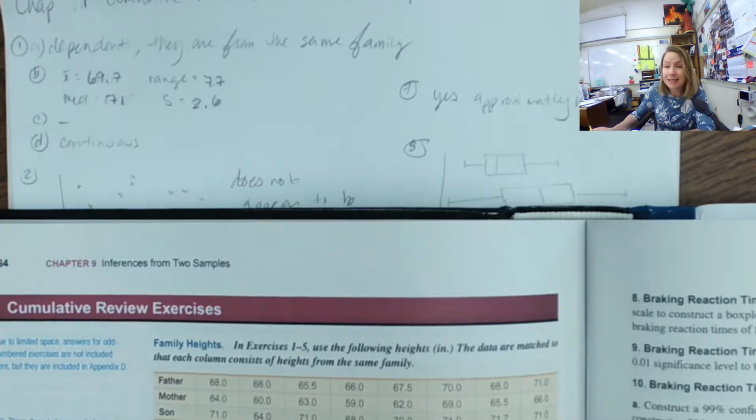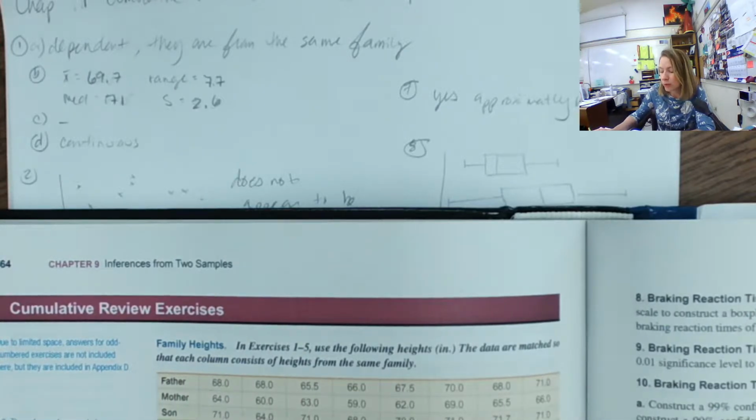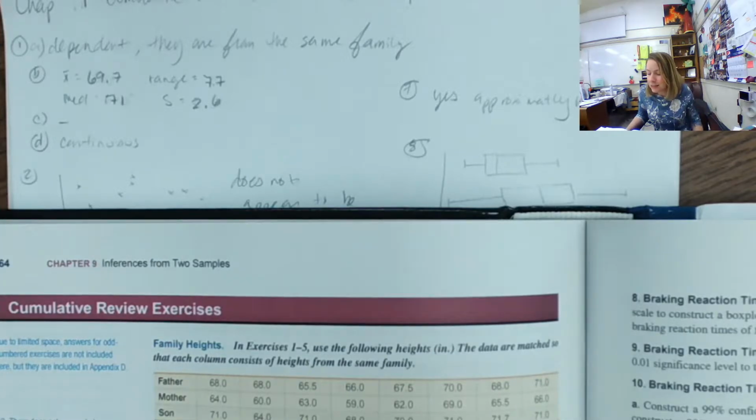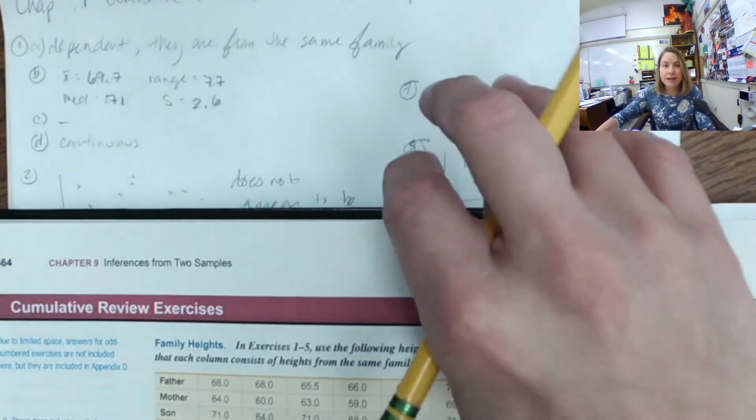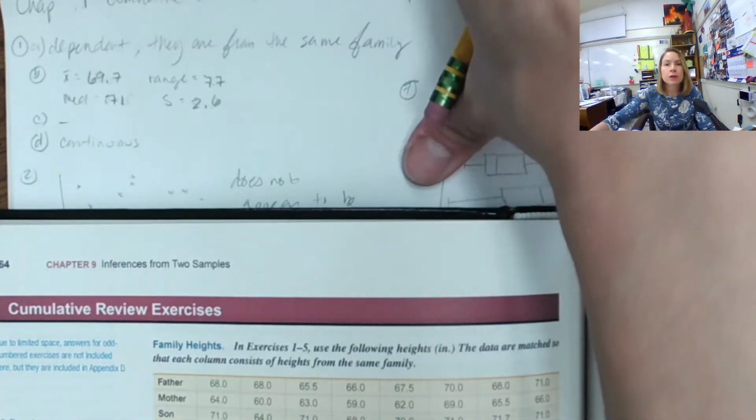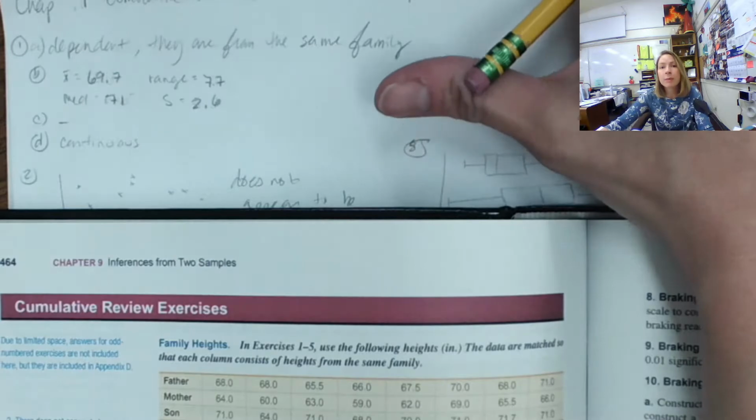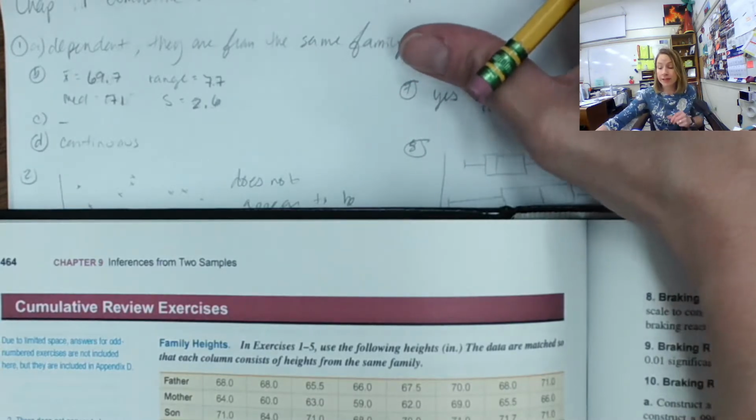I have you skip C. We don't really concern ourselves too much with level of measurement. And then, are the original unrounded heights discrete or continuous? And they are continuous. If they're unrounded, they're the original numbers, you're dealing with a measurement, and measurements are continuous.